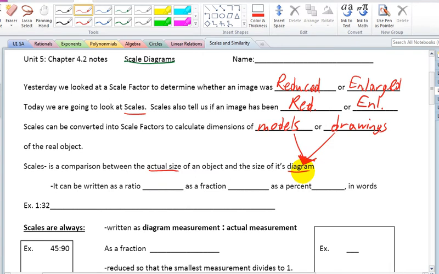It can be written as a ratio, like 3 to 4, as a fraction, 3 over 4, or as a percent, 75%, or 0.75. In words, we can write it as 1 to 32, which tells us that 1 centimeter of the diagram or model, whatever that happens to be, represents 32 centimeters of the actual object.